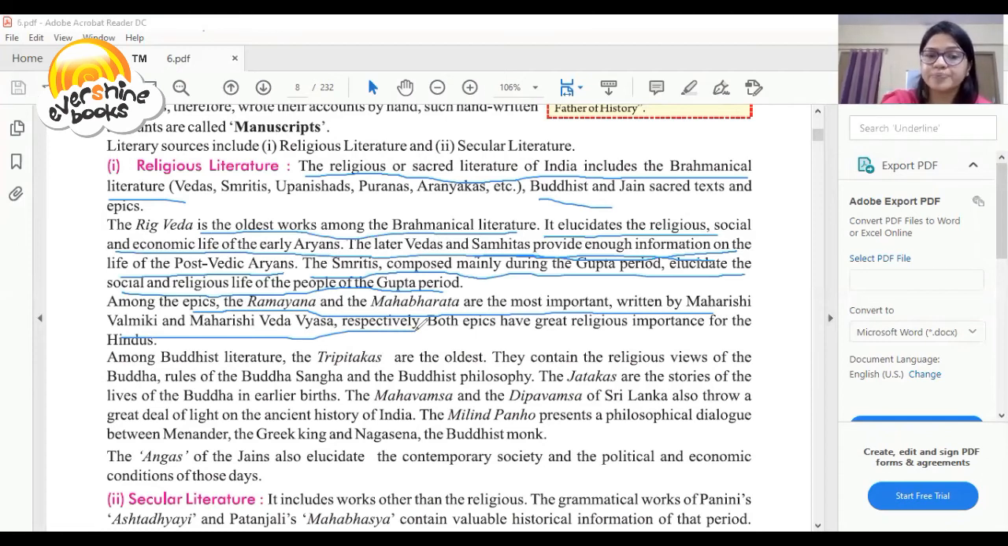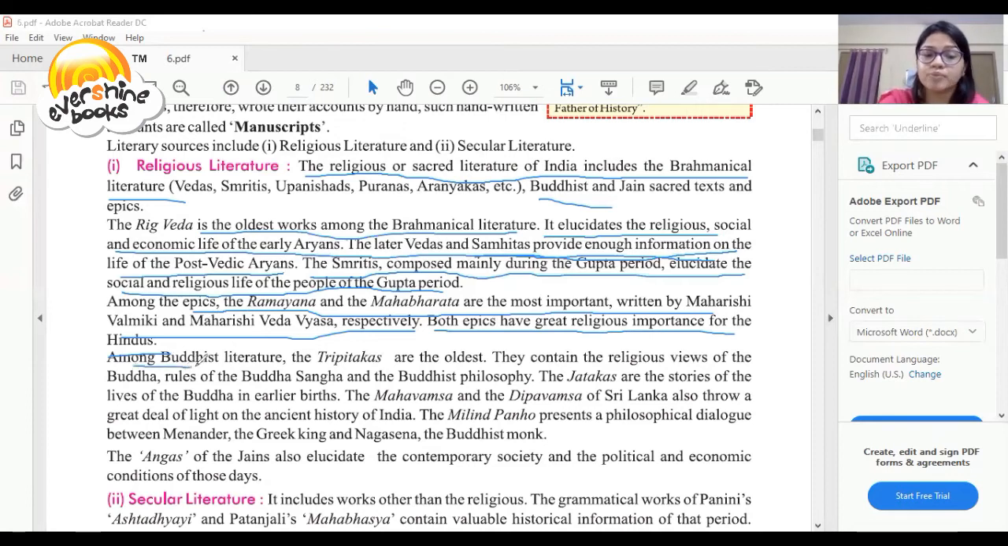Who wrote Ramayana? So the answer is Maharshi Valmiki wrote Ramayana, and who wrote Mahabharata? Maharshi Vedvyas wrote Mahabharata. Both epics have a great religious importance for the Hindus. आप सबको पता है रामायण और महाभारत की हमारे हिंदू धर्म में कितनी मान्यता है.